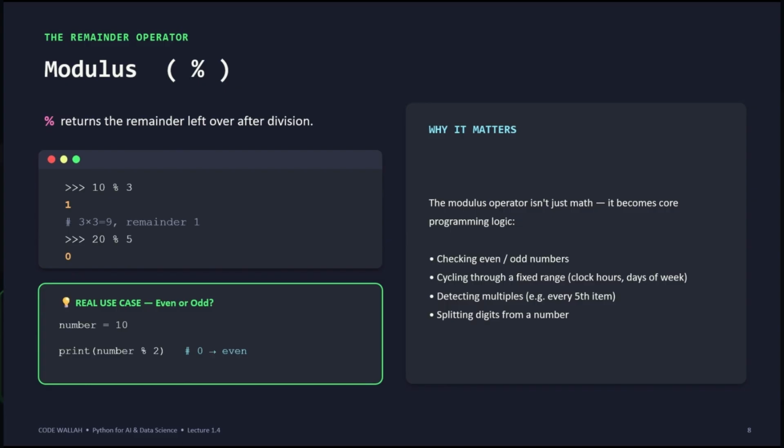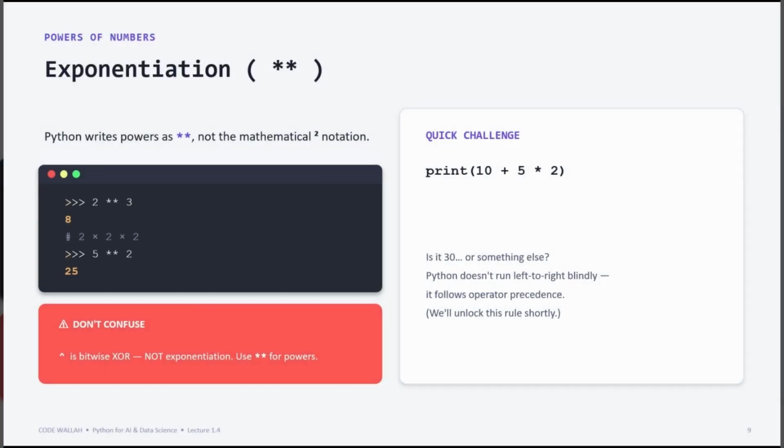6. Exponentiation. Now let's talk about power. In mathematics, we might write 2 squared, but Python uses 2 to the power of 2. The double asterisk operator is called the exponentiation operator. For example, print(2 ** 3). Python calculates 2 times 2 times 2, so the output is 8. Another example, print(5 ** 2). Output 25. So ** equals power or exponentiation.